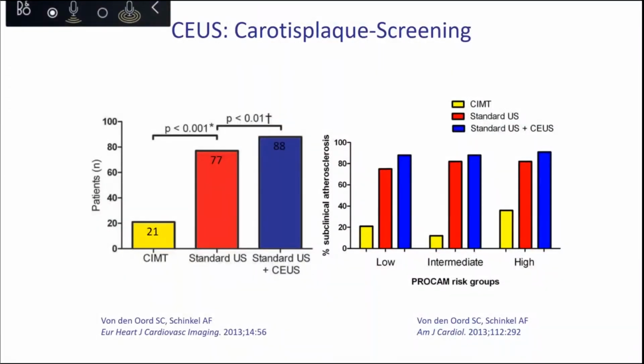We can also use contrast-enhanced ultrasound for carotid plaque screening. It has been shown that contrast-enhanced ultrasound enhances the detection of carotid plaques, mostly if they are hypoechoic. In this publication from a few years ago, you can increase the detection of atherosclerotic lesions in this group, and also within all the cardiovascular risk groups.